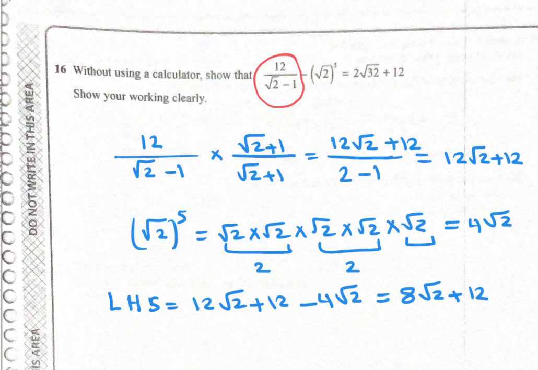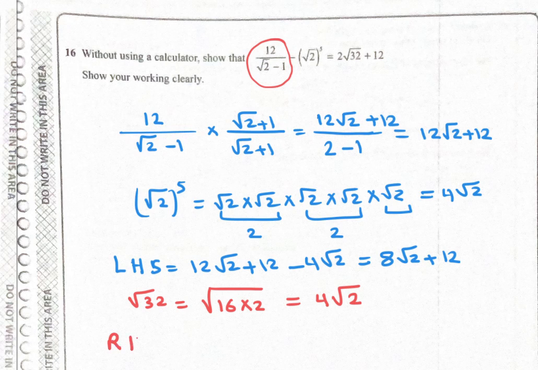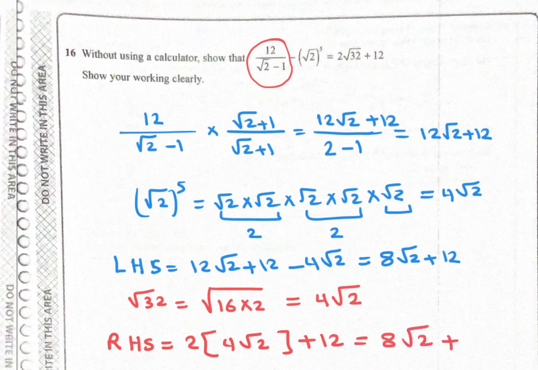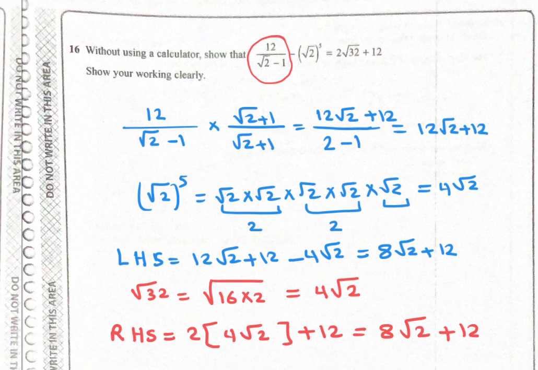Now on the right hand side we have square root 32. Square root 32 can be written as square root 16 times 2. Square root 16 equals 4, so 4 square root 2. Now the right hand side equals 2 square root 32, which is 4 square root 2 plus 12, equals 8 square root 2 plus 12. So now we have the left hand side equals the right hand side.